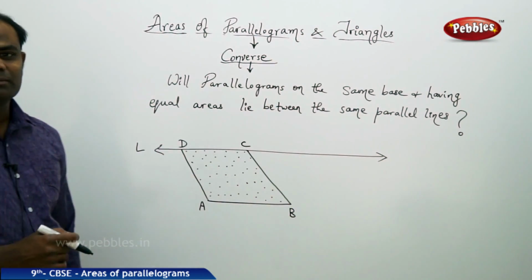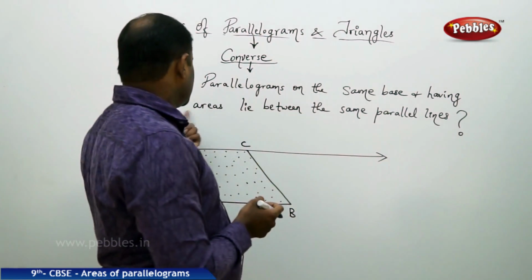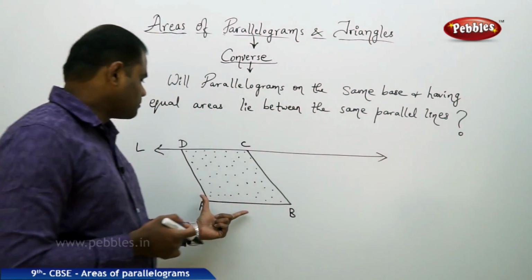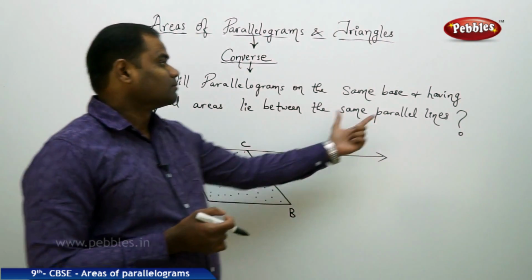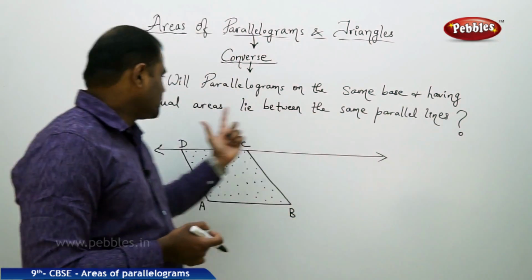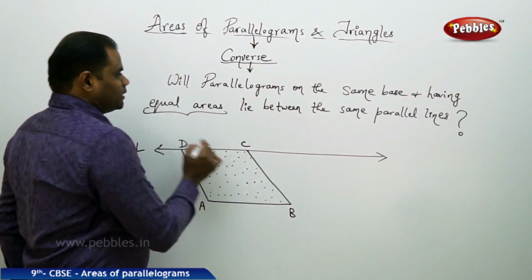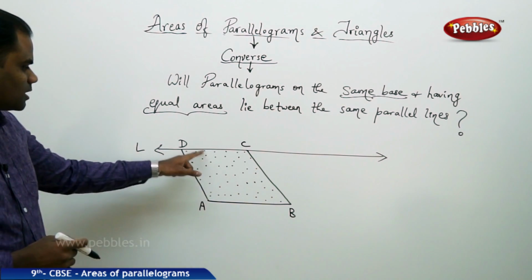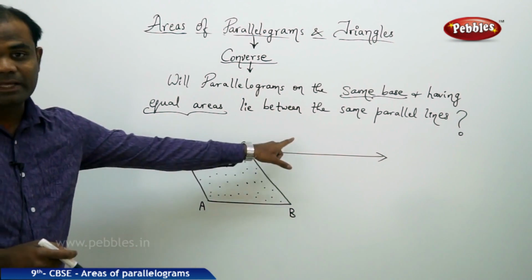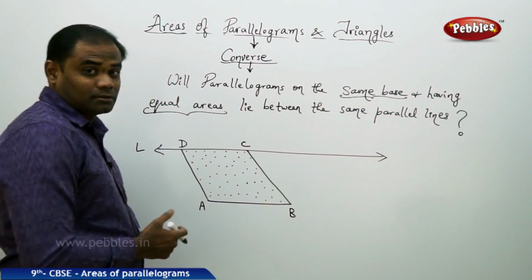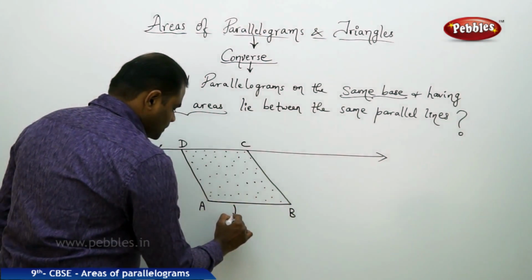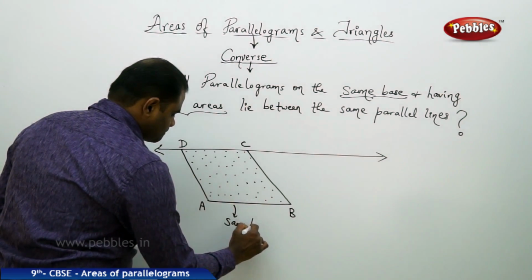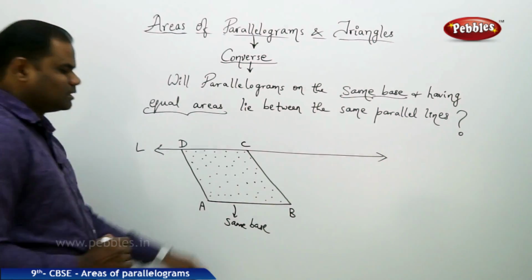Now with this parallelogram, let me take another parallelogram which has the same equal area. The condition for converse is that they lie on the same base. So taking the same base AB, I'll draw another parallelogram which has equal area and the same base. So let me take another parallelogram of the same equal area between the line L and the line AB, the same base AB. So here is the same base AB. This is the same base.